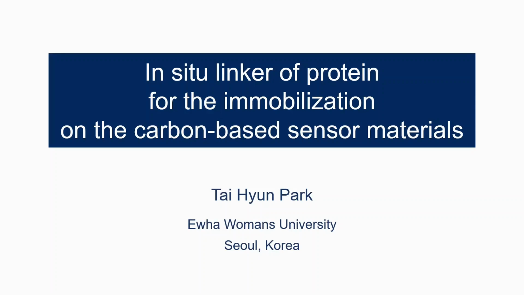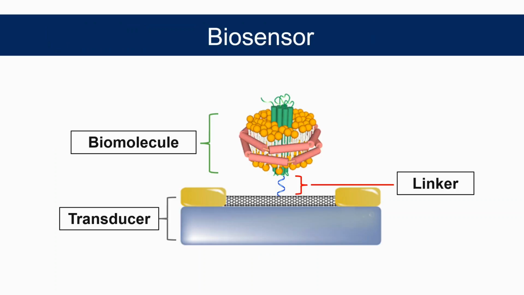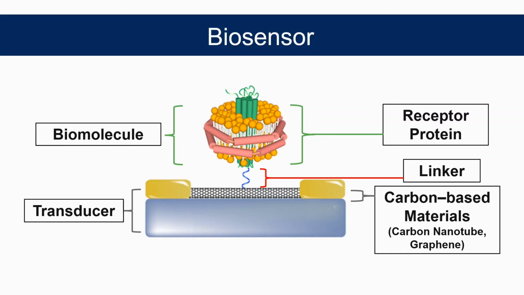Today I'm going to talk about some linkers for biosensors, especially for the immobilization of proteins on carbon-based sensor material. As you know, the biosensor consists of mainly two parts, biomolecule and transducer. And we often need a linker to combine these two parts. So in this talk, I'm going to talk about the receptor protein as a biomolecule, and carbon-based nanomaterials such as carbon nanotube and graphene as a transducer nanomaterial.